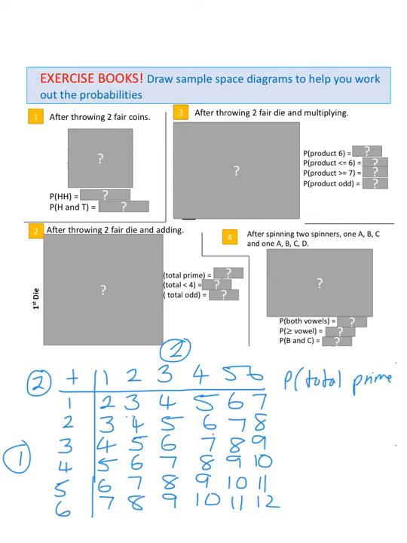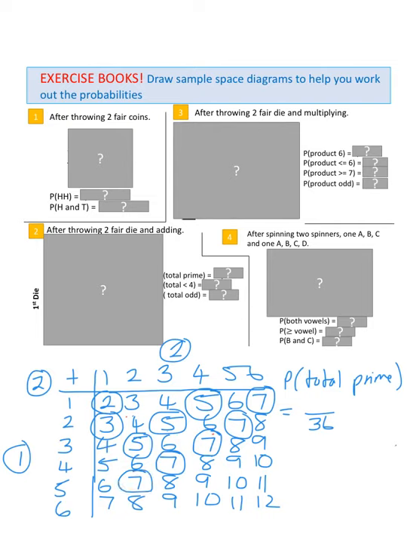So how many prime numbers are in that table? Well, we know there are 36 numbers altogether. How many of them are prime? Well, we know 2 is a prime, so that's 1, 2, 3, 4, 5, 6, 7, 8, 9, 10, 11, 12. The probability would be 15 out of 36, and dividing both top and bottom by 3 would give us 5/12.